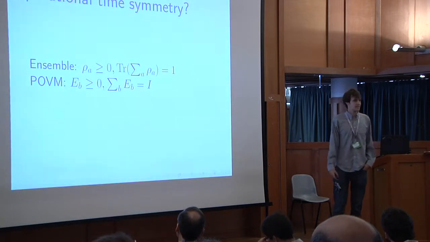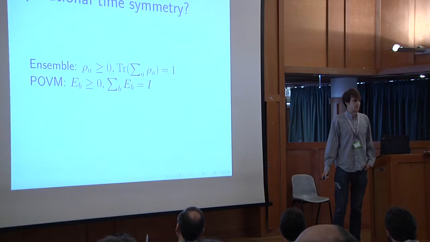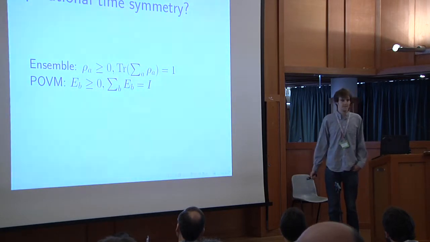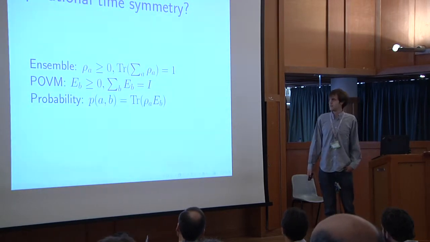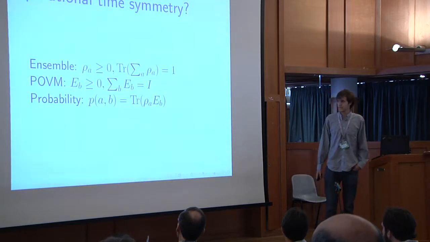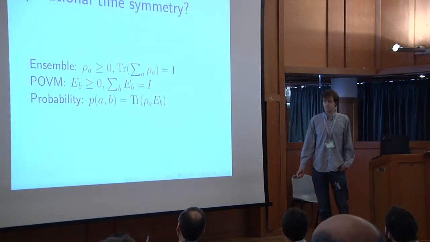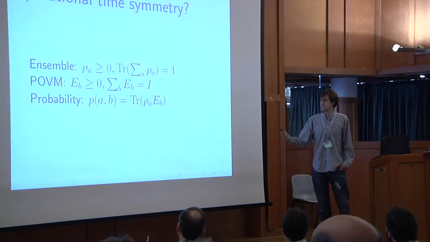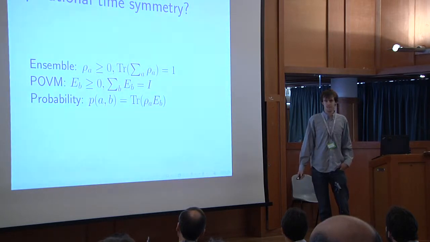Whereas a measurement is associated with a POVM, which is, again, a collection of positive operators, but this time it sums to the identity operator. And then you combine these to get probabilities. I'm not going to talk about transformations in this talk, so you just combine your random preparation with your measurement, and using the Born rule, that gives you the probability of that particular preparation occurring and getting that particular measurement outcome.